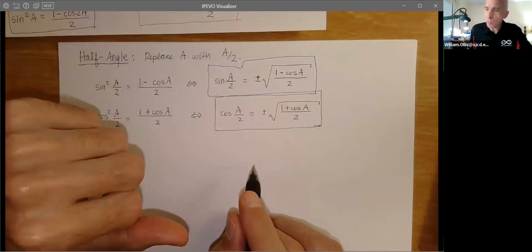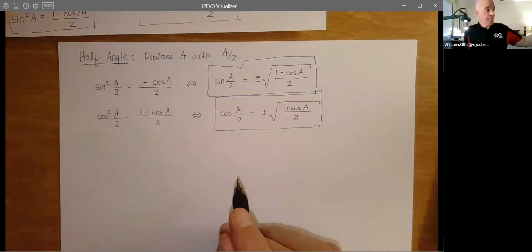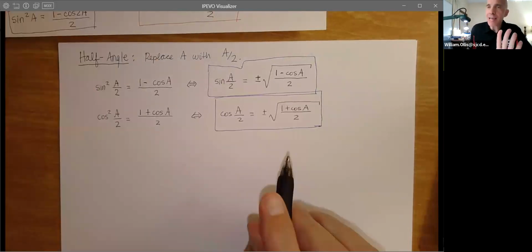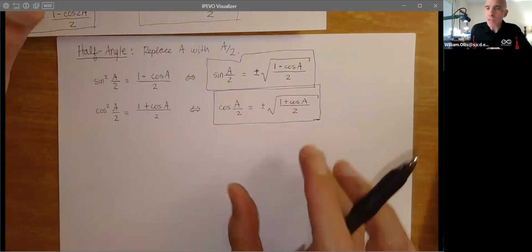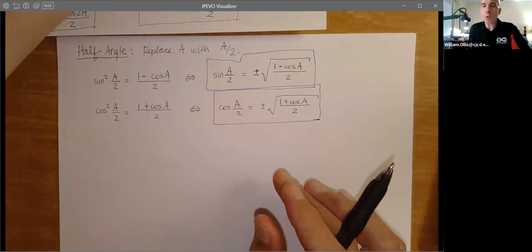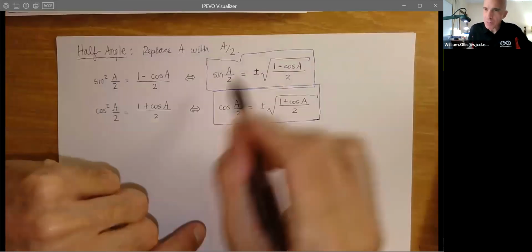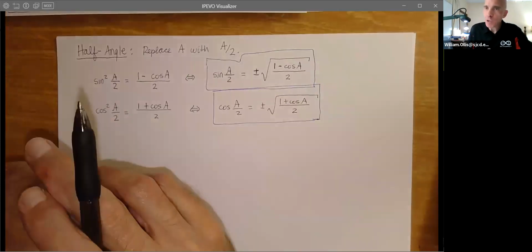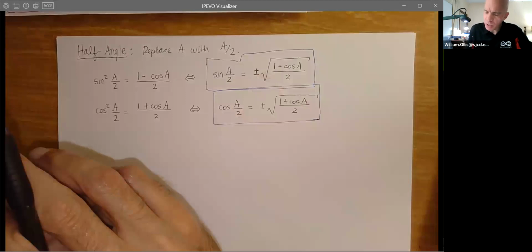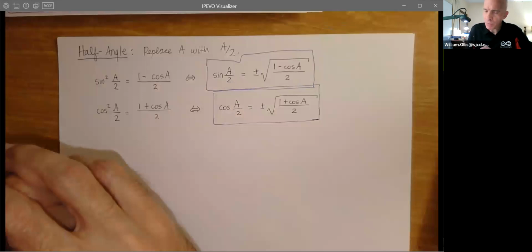What can we do with situations like this? Let's just ask this question. Is it possible to come up with a formula for the half angle of tangent that doesn't have all this plus and minus? And you might say, well, no, we'll just take the ratio of these two, Professor Ron, and the twos go away and we get the plus or minus radical of 1 minus cosine A over 1 plus cosine A.